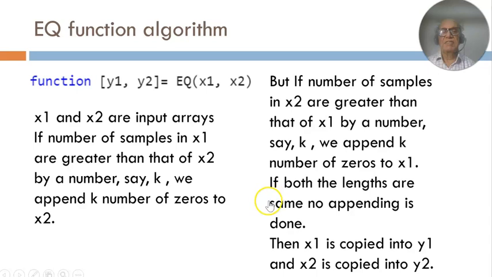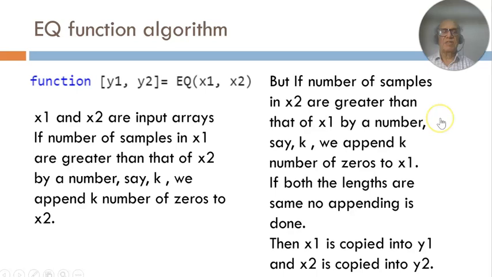And then once this is done, x1 is copied into y1 and x2 is copied into y2. So essentially note that y1 is the same as x1, y2 is the same as x2, but you have appended enough zeros so that the lengths of y1 and y2 are the same, even though the lengths of x1 and x2 are not the same. So this is the algorithm, this is the technique.